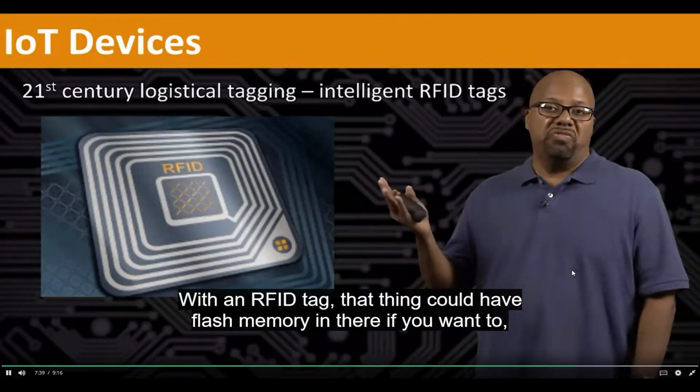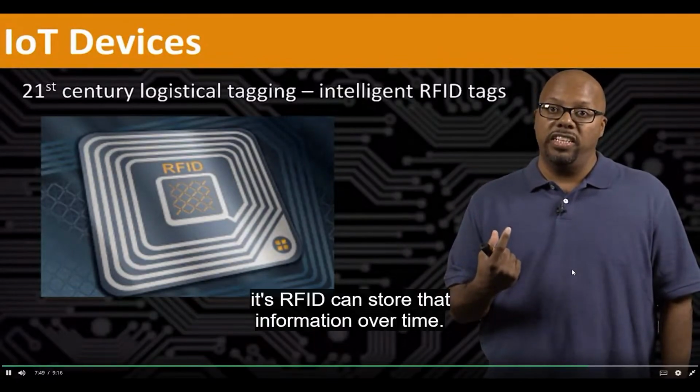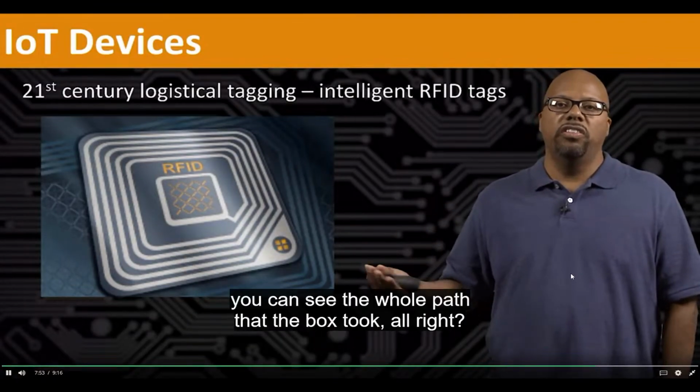With an RFID tag, that thing can have flash memory in there, if you want, that actually reloads, that gets changed and updated over time. So for instance, if you want to track where a box moved, the box itself, its RFID tag, can store that information over time. As it moves from place to place, you can store that and you can see the whole path that the box took, right?